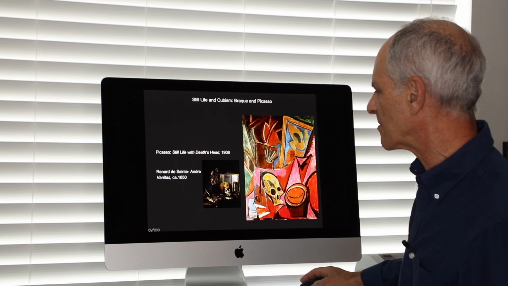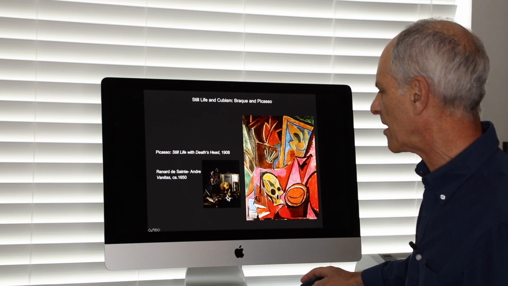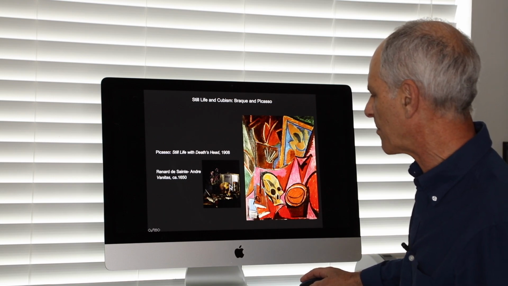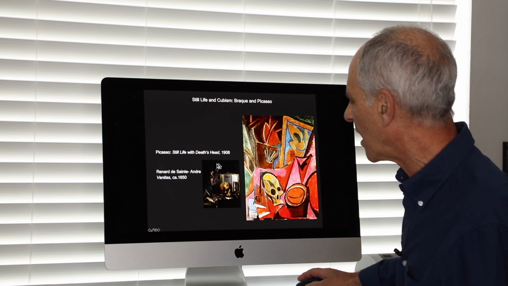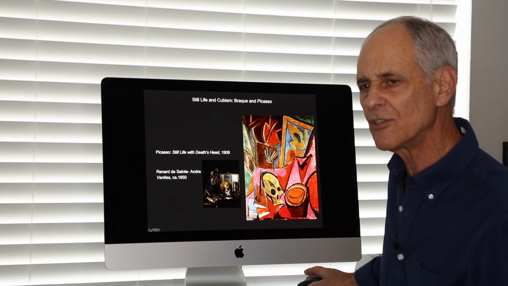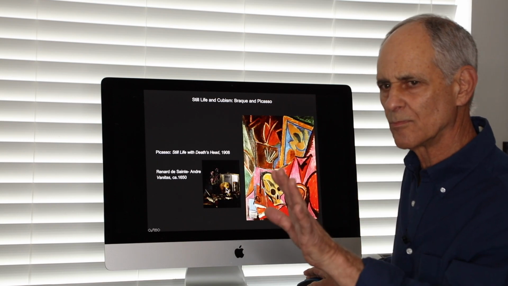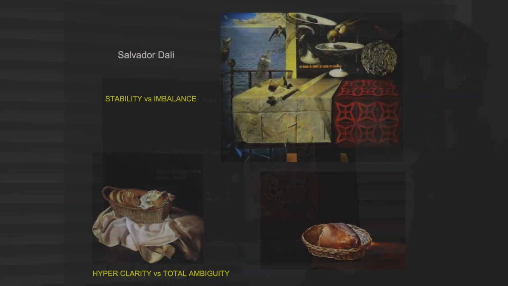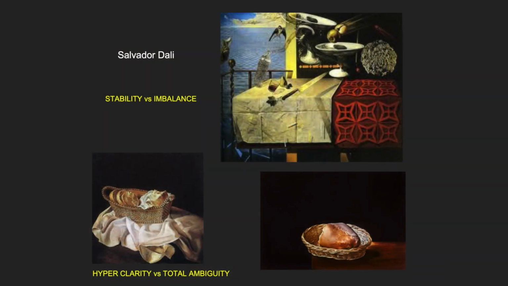Again, this is St. Andre of Vanitas painting from 1650. The same thing. You have the trappings of wealth, possessions, and here's the skull to remind you you're not going to be here forever. Salvador Dali, he was extravagant.